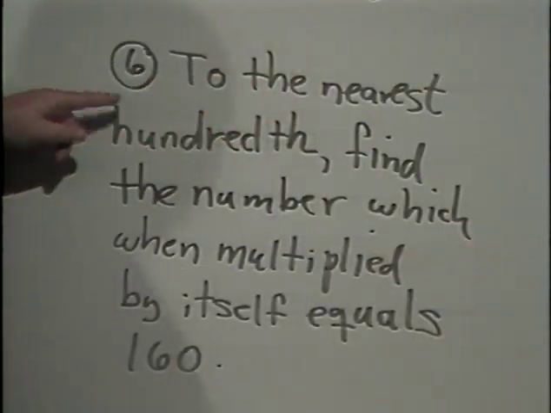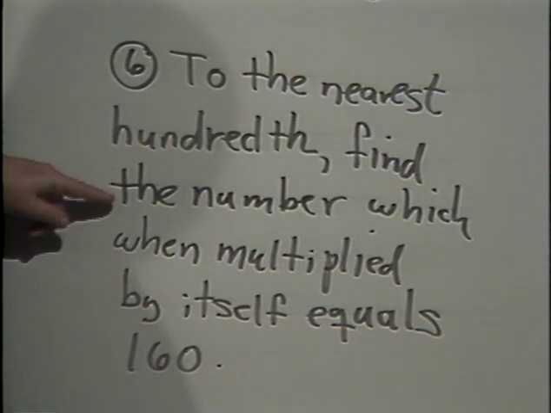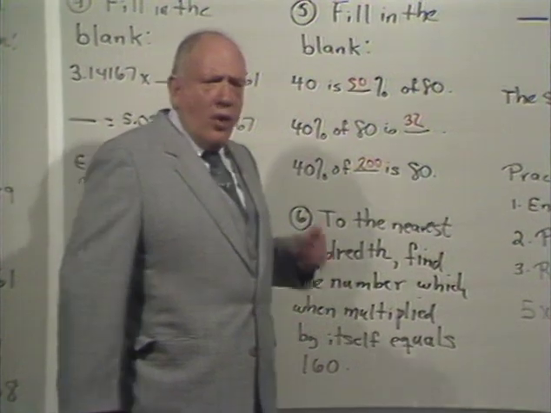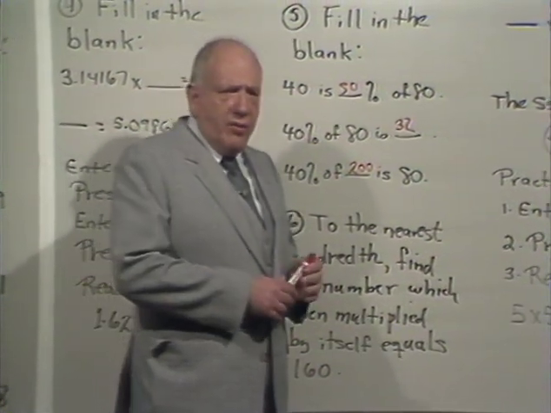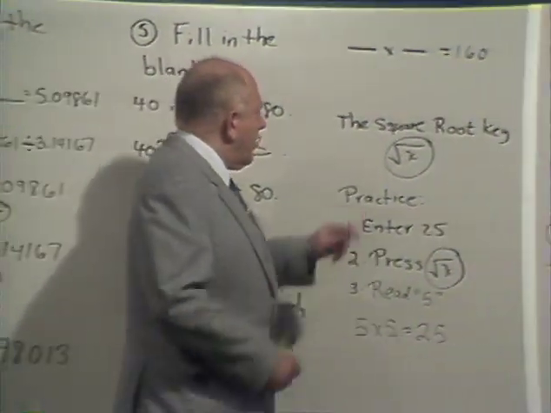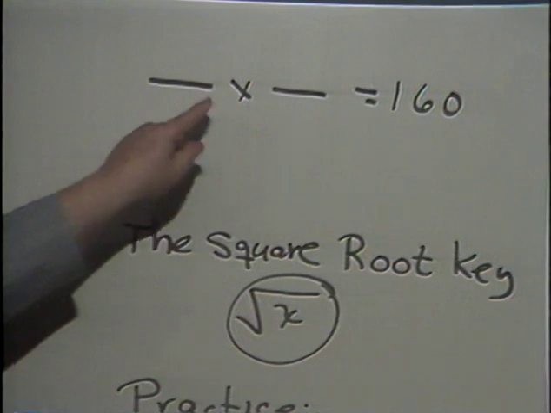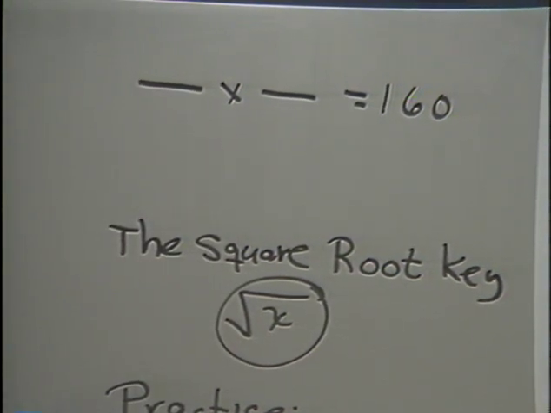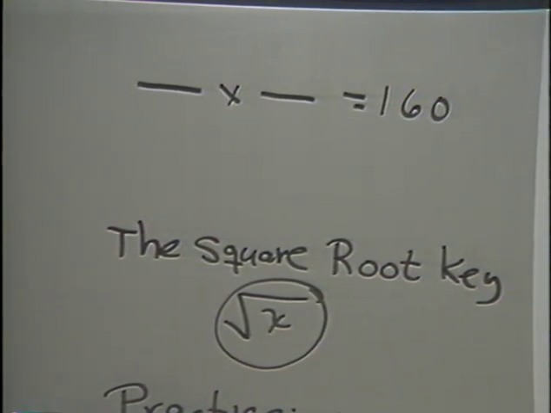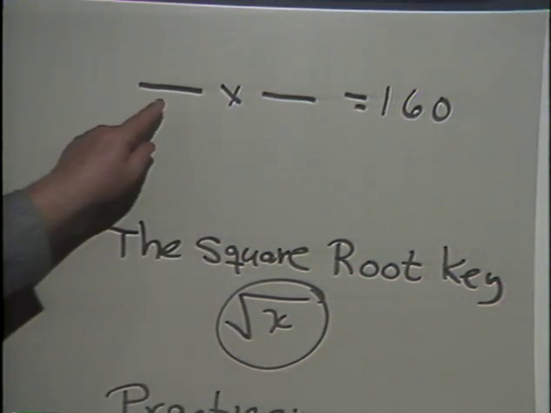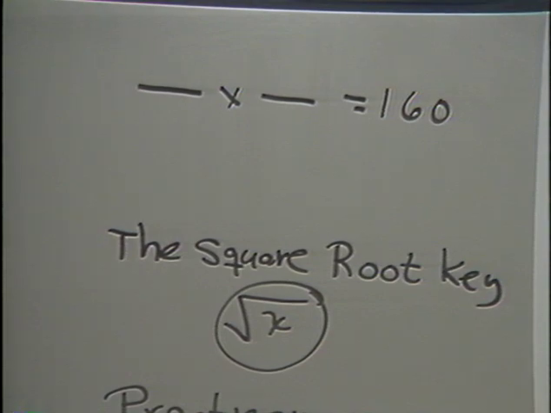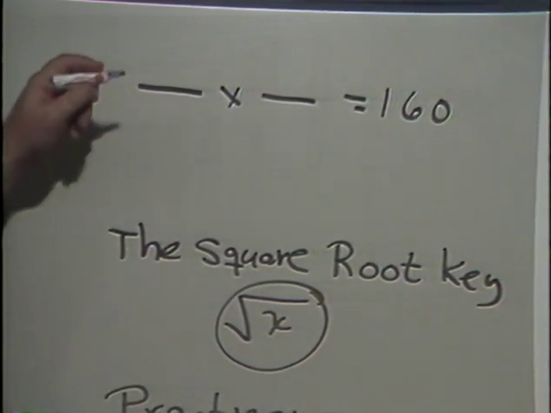It says, to the nearest hundredth, find the number which, when multiplied by itself, equals 160. In other words, what number multiplied by itself equals 160? By the way, when we use a blank like this, we usually mean that the same number goes into both blanks. I'll explain that more when we get to algebra in Module 12. But basically what I'm saying is, what one number can I put into both blanks to make this a true statement?